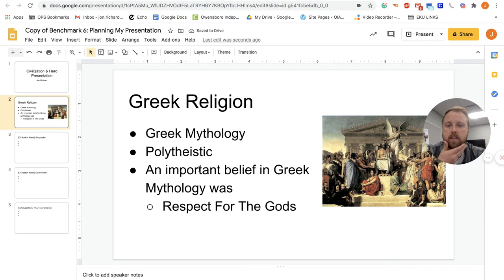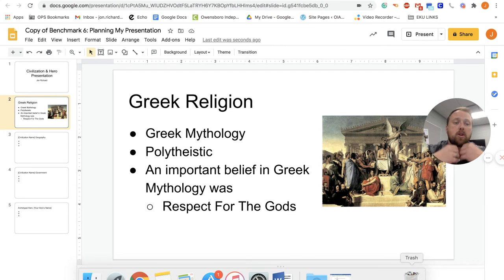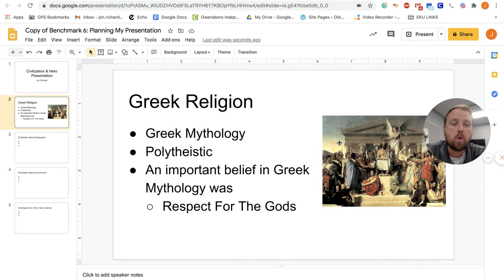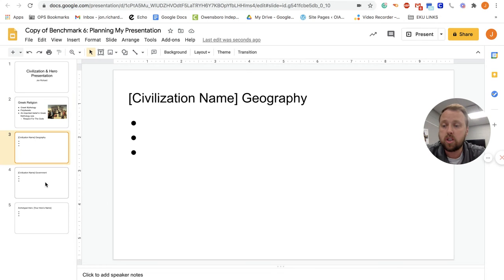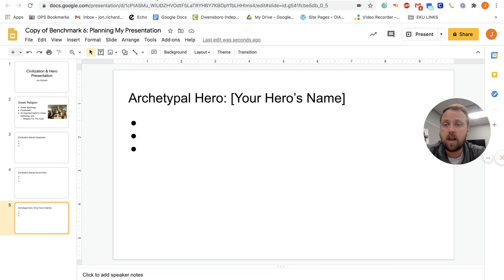Okay. And I'm keeping it simple because it's all about your talking points. That's what I'm more concerned about. This is more of notes for you to work off of. And this is what it's going to be like. You're going to videotape your presentation, and you're going to be able to look at your note cards, which is your PowerPoint, as you present. So that's Greek religion. And you're going to do that for each of these slides.